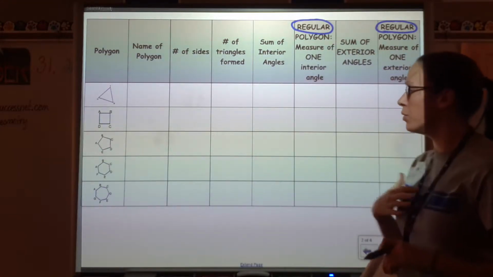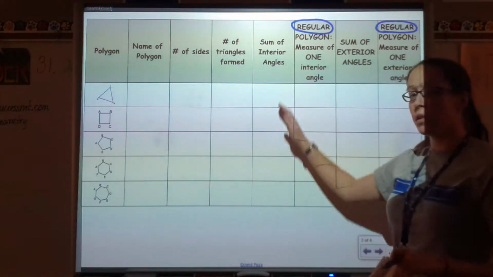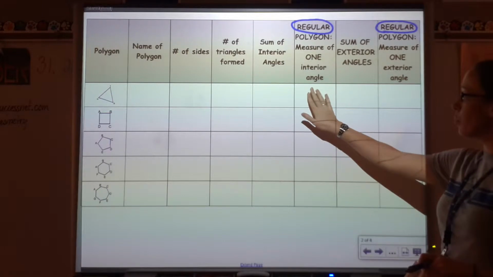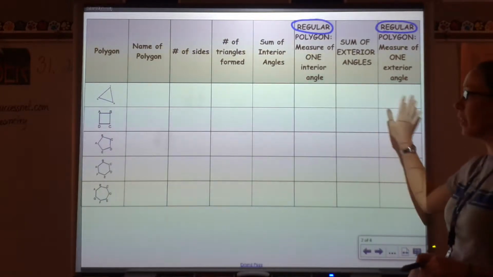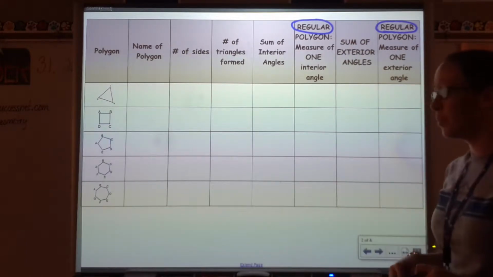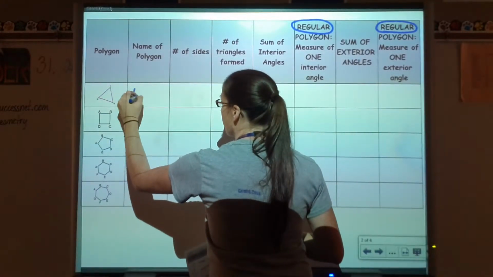So what are we doing? We're exploring the different types of polygons. We want to see if we can come up with their interior sum, their exterior sum, as well as talking about when they're regular, what happens to those interior and exterior angles. The first row, I think the first row is a piece of cake for you guys. Name that polygon.